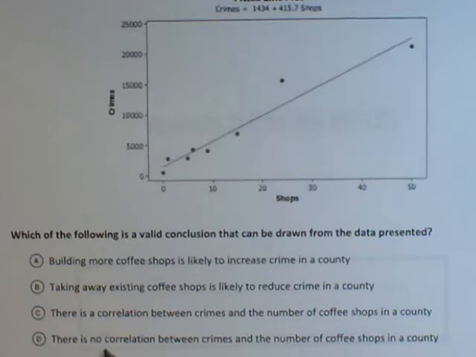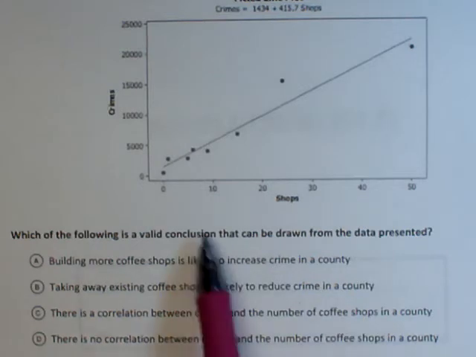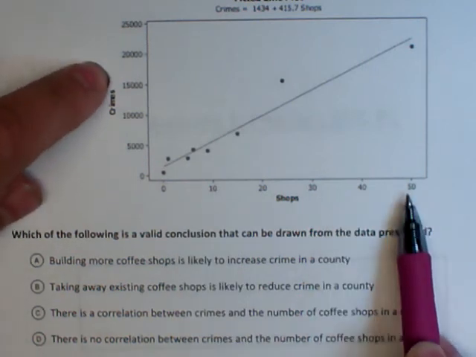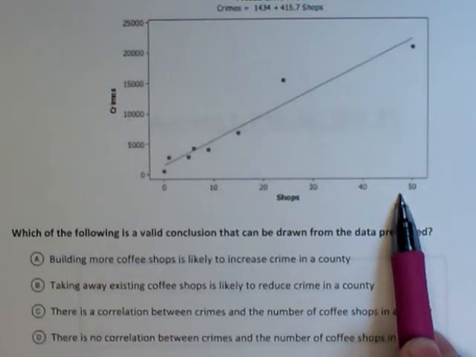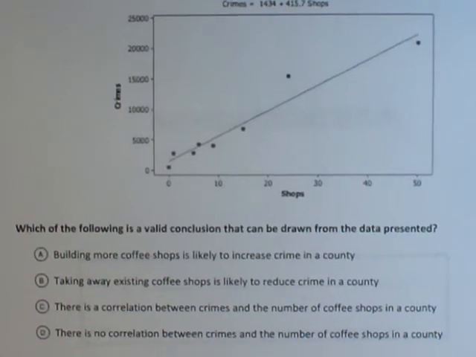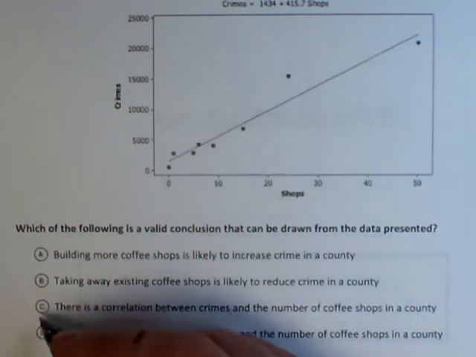D says there is no correlation between crimes and number of coffee shops in the county. Well, that's not true. According to this data, there is a relationship. When we have more coffee shops, we have more crimes. We could flip these axes and say the crimes are causing it, the more crimes there are, the more coffee shops will spring up. Also kind of a funny claim to make. Neither of those is true. What this question is getting at is that just because two things are correlated doesn't mean one is causing the other. So the answer is C, and I'm just going to talk a little bit more about this.